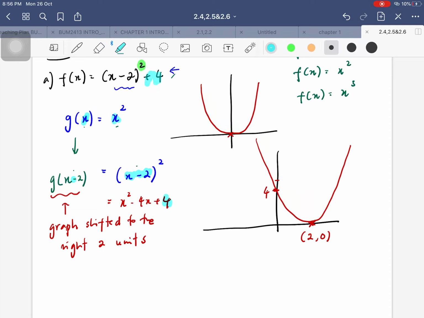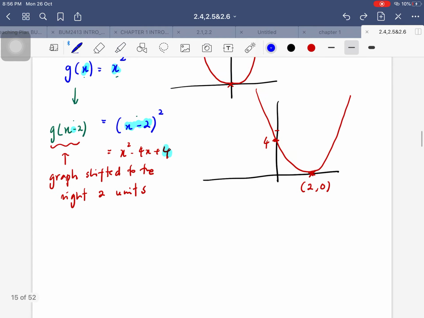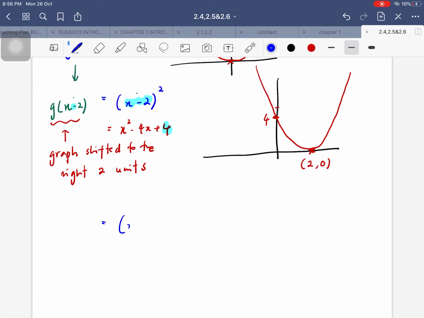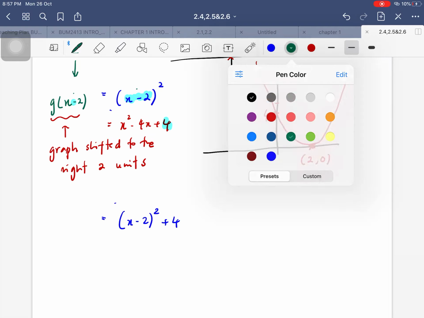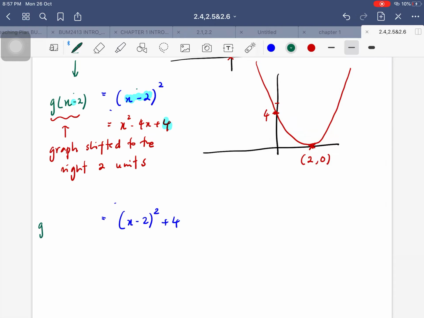Then I'm going to change the function again, because here I'm still missing the plus 4 at the back. I'm still missing this part, and now I'm going to create that. I'm going to change my function again, and from here I'm going to make it into (x minus 2) squared plus 4. Going from this function to this function, how does my function change?